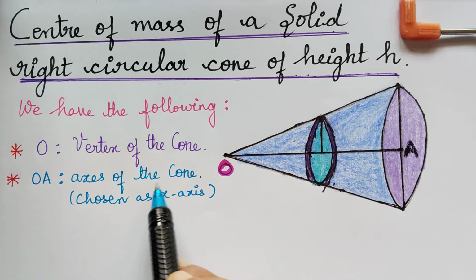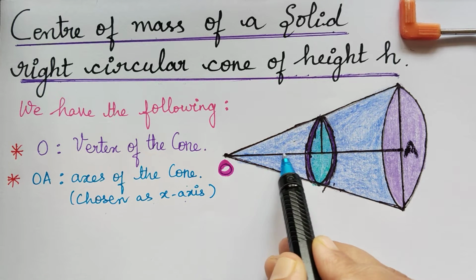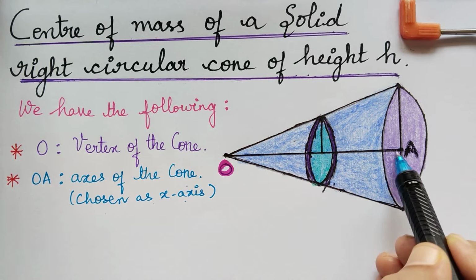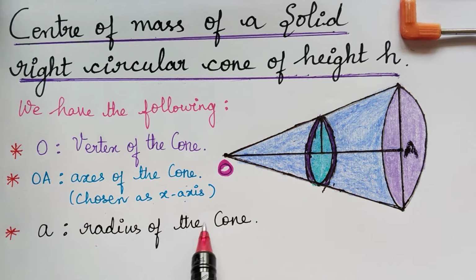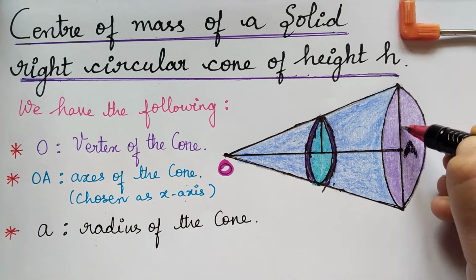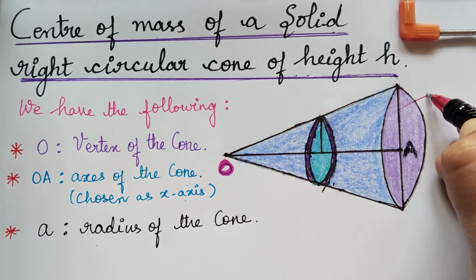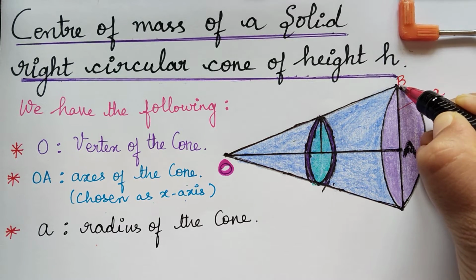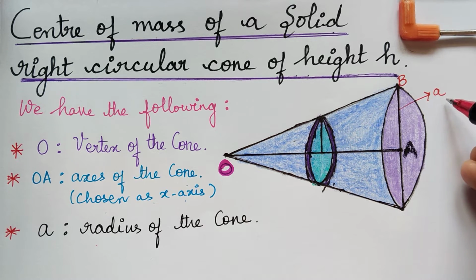OA is the axis of the cone which is taken as the x-axis. So the line OA is the axis of the cone which is symmetrical about the x-axis. A is the radius of the cone, that is the base radius is called the radius of the cone, which is taken as A. So if you consider this point as B, the line AB is the radius A.